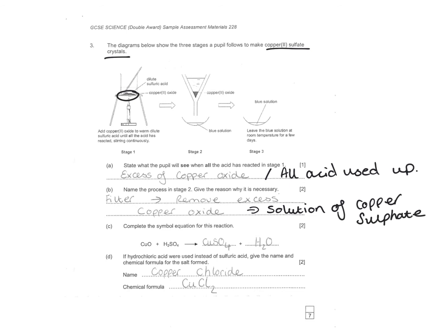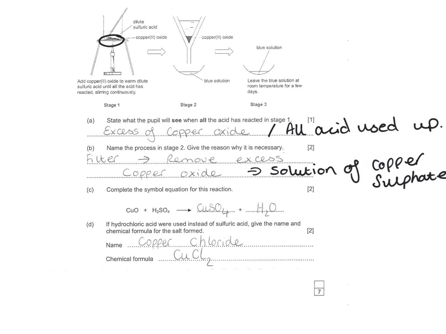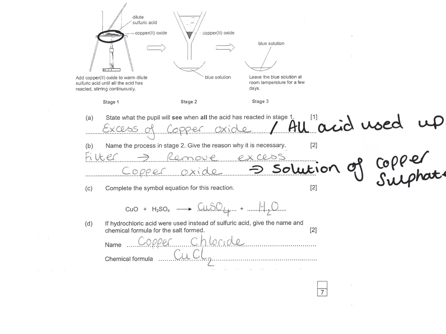Complete the word equation. I would have written out complete the symbol equation. Write out the word equation. Think about it. You've got copper oxide plus sulfuric acid would make copper sulfate. If you need to, do top, swap, drop. And it's an oxide, so it'd be plus water. 2 marks for that.